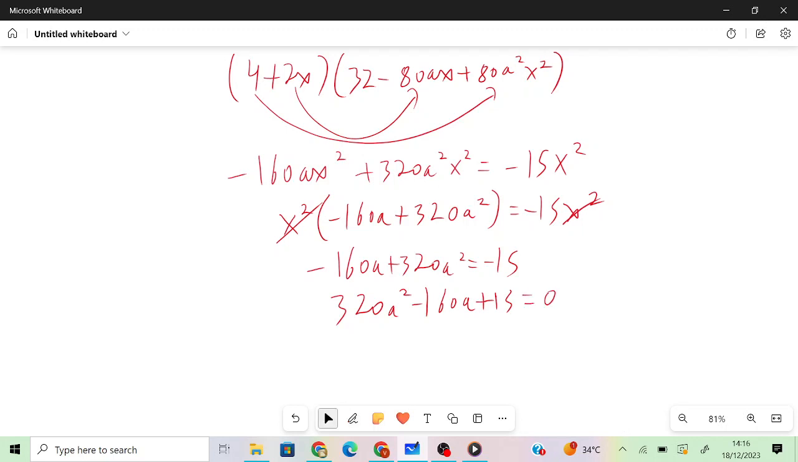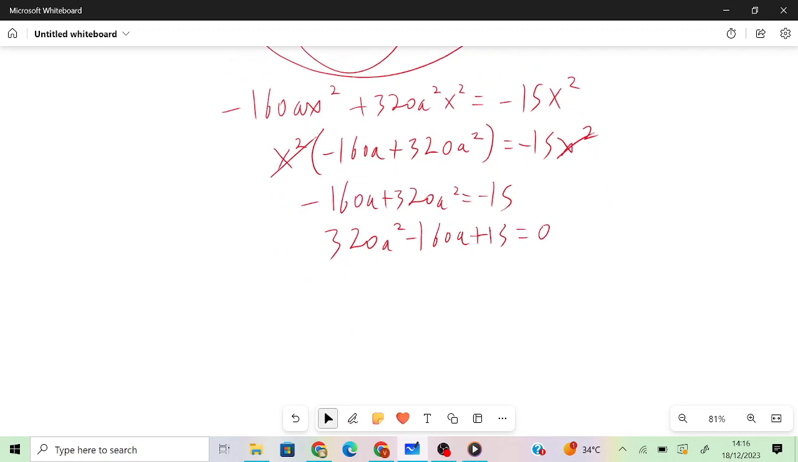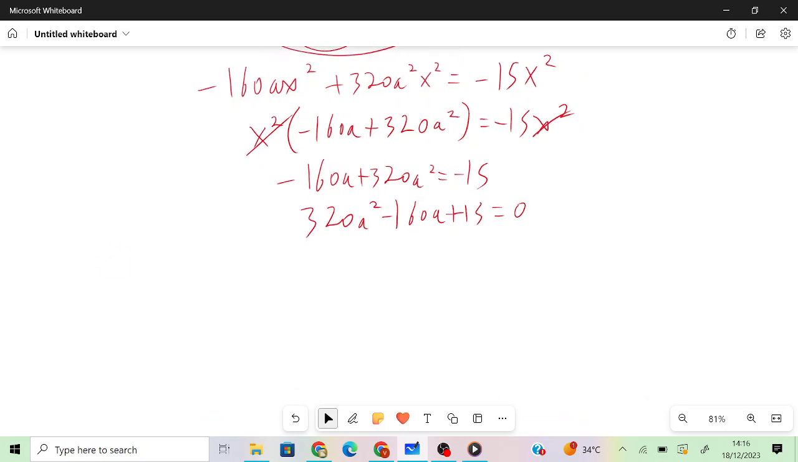quadratic formula, or you could factorize anyhow you want to do it. The purpose of this video is not to show how to solve quadratic equations, so I'm just going to skip that step, but I'm sure you guys know how to do it. Using your quadratic formula or your calculator directly or factorization, you get a to be 3 over 8 or a to be 1 over 8.